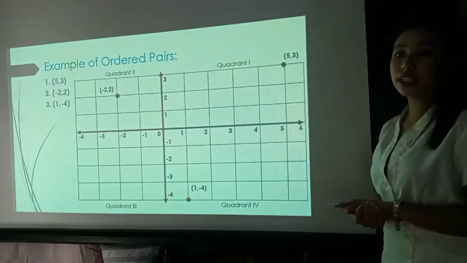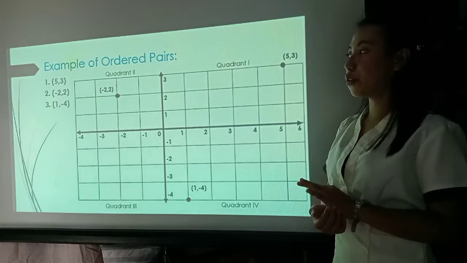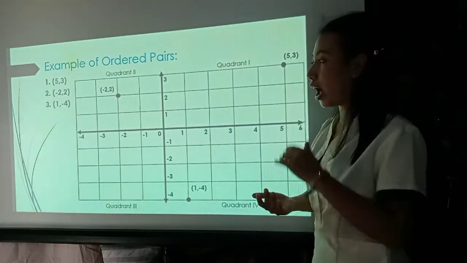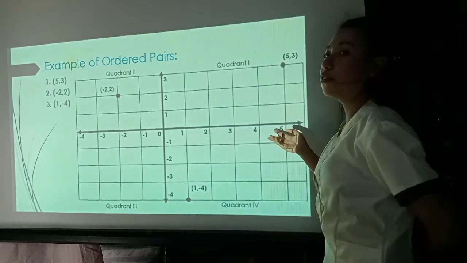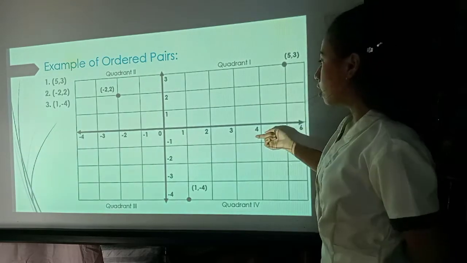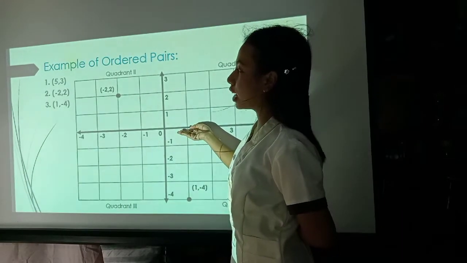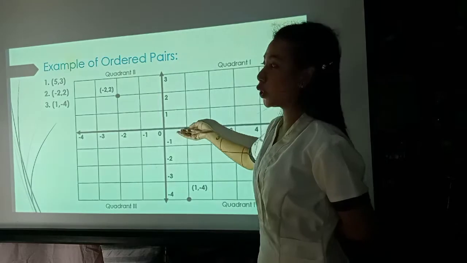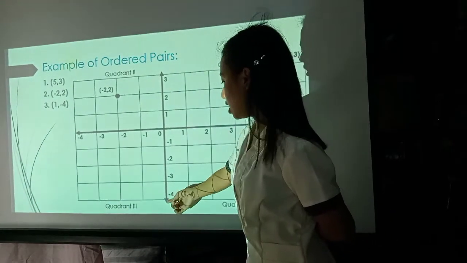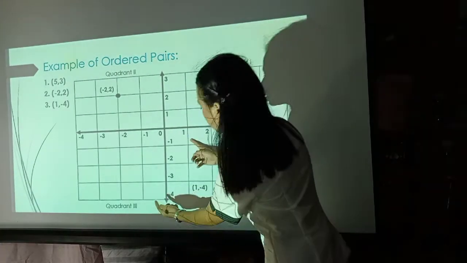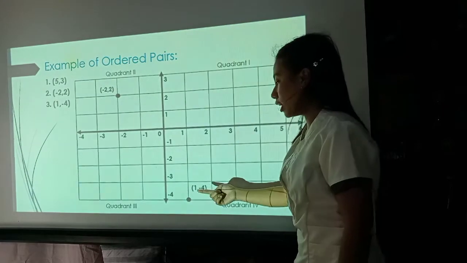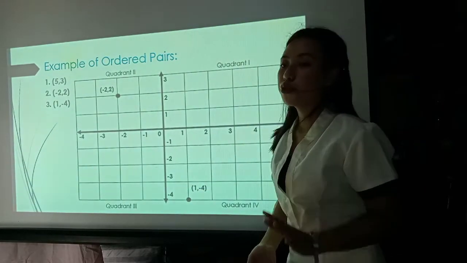Number 3 is 1 and negative 4. The 1 is a positive value of x, the x coordinate. This is the 1, and the negative 4 we locate on the y-axis. This is the 4, and then plot. So this is the point with coordinates 1 and negative 4.